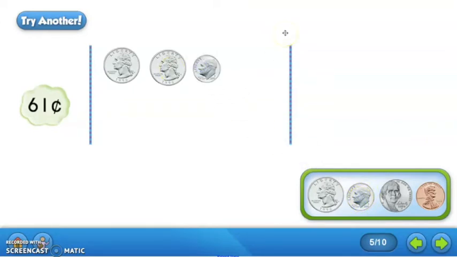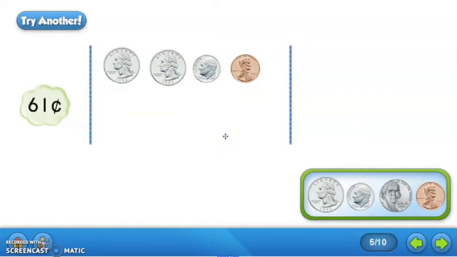And a dime is going to get me 60 cents, right? 25, 50, 60. And then all I need is 1 more cent. And I know that a penny is valued at 1 cent. So there is one way that I can show 61 cents: 2 quarters, a dime, and a penny.